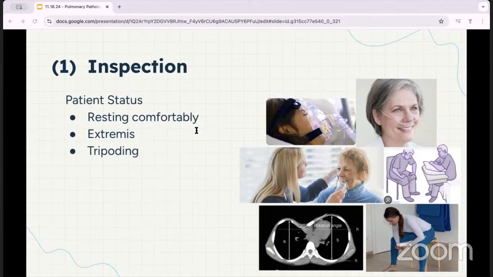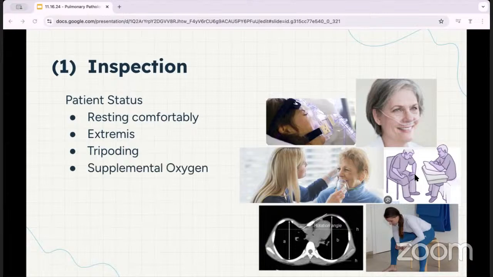Another thing you could observe in a patient is if they're tripoding. An example of it is here in the bottom right picture, and also here. This is when the patient is leaning forward with their hands on their knees. It's a classic position people adopt when they're trying to open their airways to breathe better, because you're able to use more muscles that way.